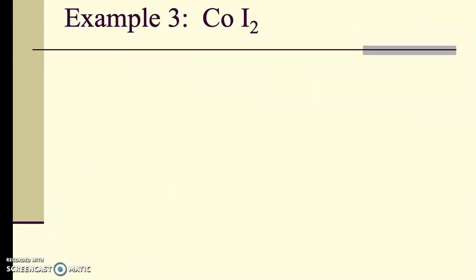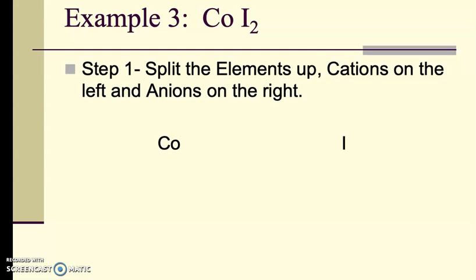There's a few steps we're going to go through and we're going to discuss those steps with this example: CoI2. Find Co on the periodic table. Where is Co located? It's in the D block. It's cobalt. And I is iodine. I is found in group 7A. So what you want to do in this case is split the elements up. Why do we want to do this? We want to split them up, put the cations on the left, anions on the right. This is so we can help calculate the correct charge for the transition metal. A lot of work goes in with the transition metals.